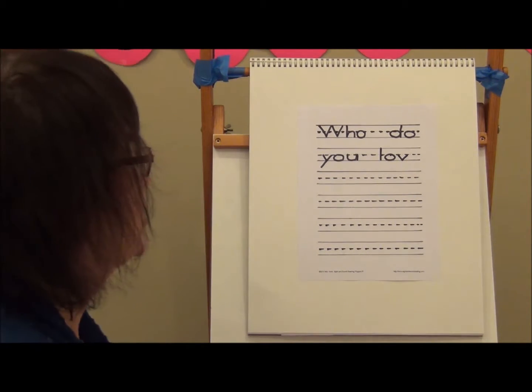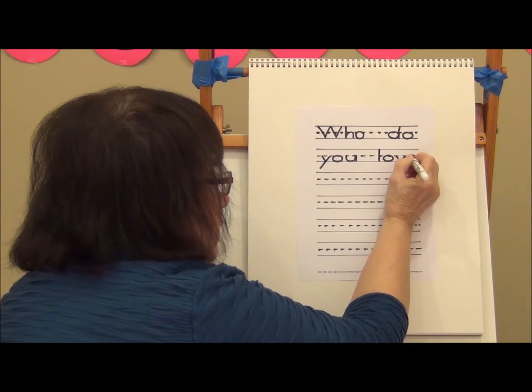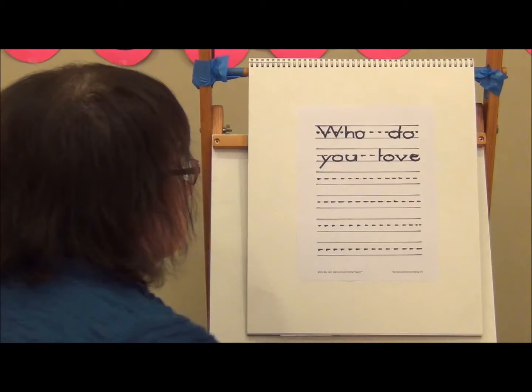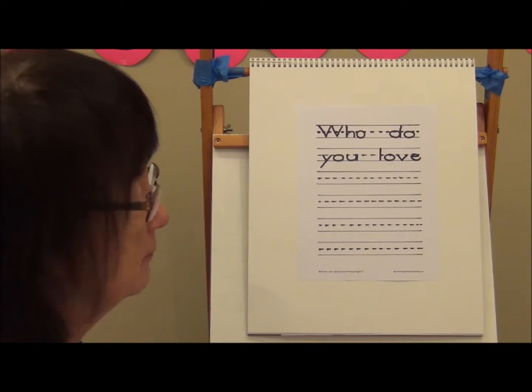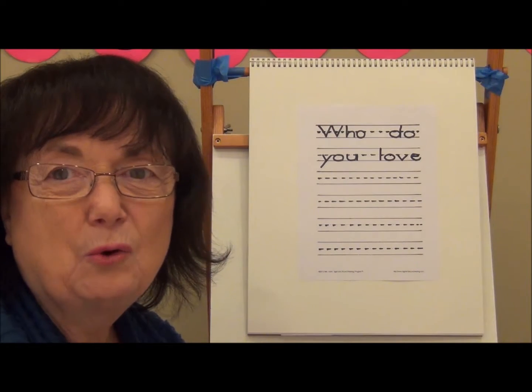All right, so the lowercase e, we start at the top and we come around, and then we come down and we cross it in the middle. Make the line go across, okay?